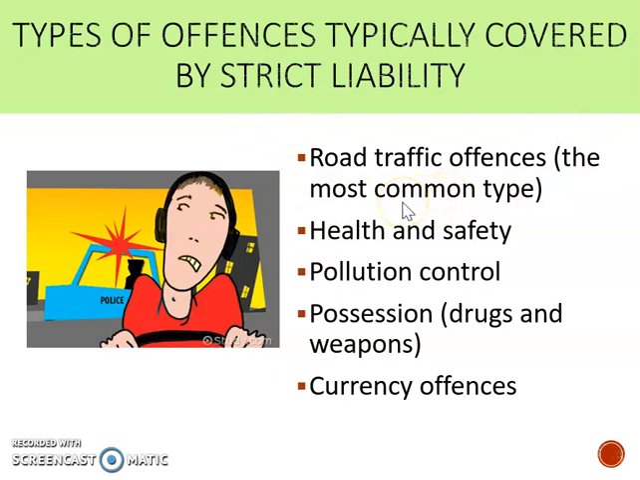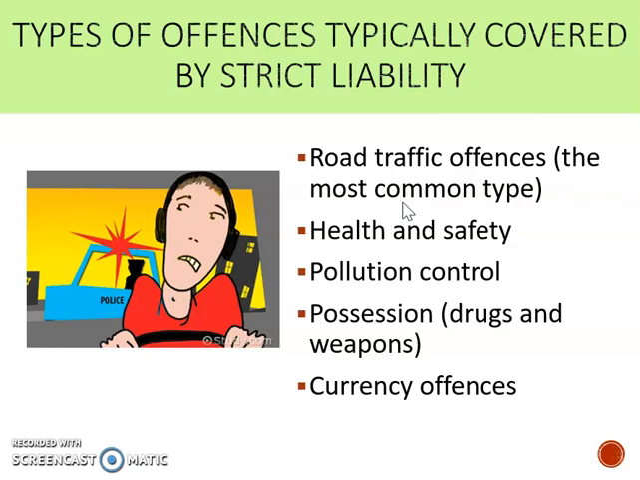Speeding's one example. Another that I've once committed was driving on bald tyres. So I didn't realise, but the grip on my tyres had worn very thin, so the tyres were all smooth and shiny. Now that is dangerous because your car can slip on the road, and it's a strict liability offence.